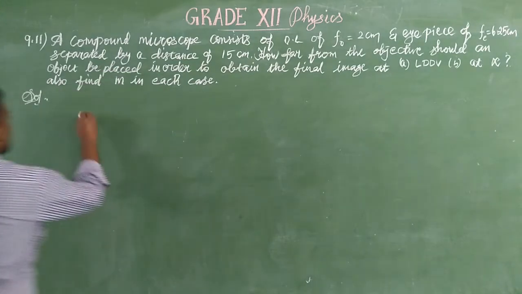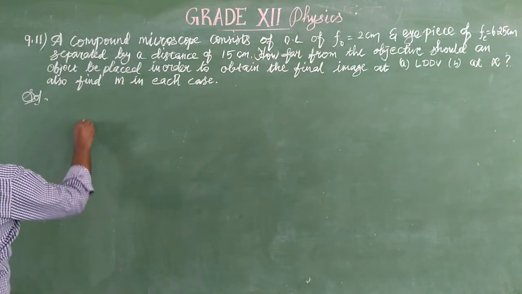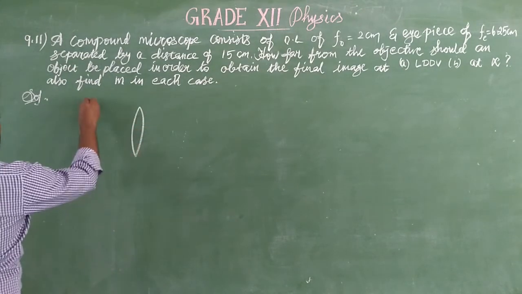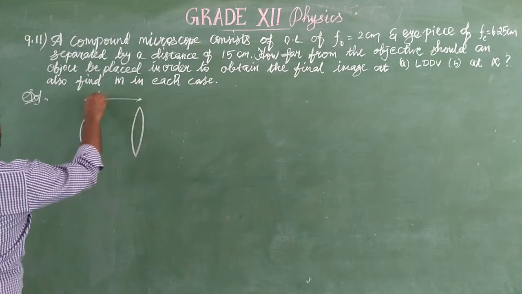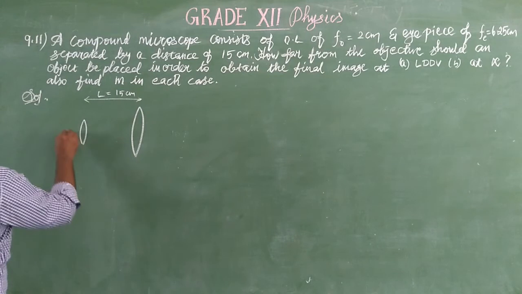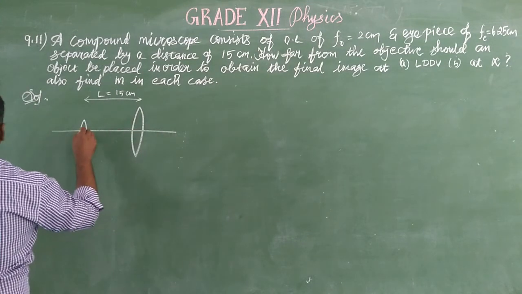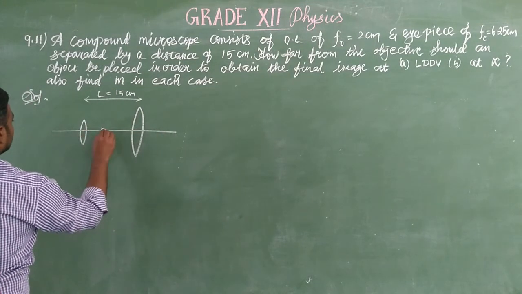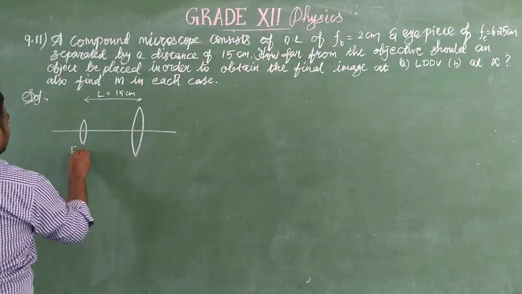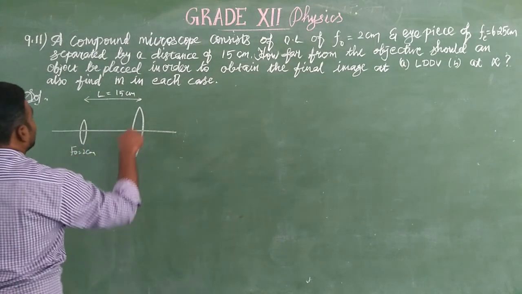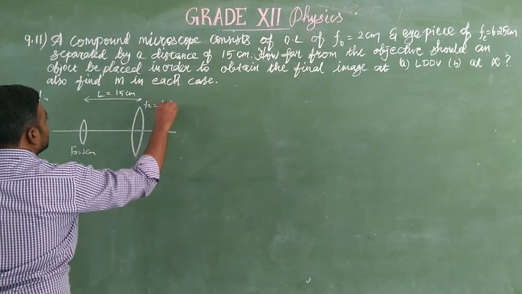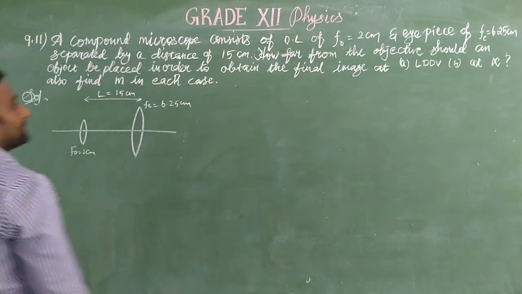This is the objective lens, and this is the eyepiece lens. The distance between the objective lens and the eyepiece lens is called the tube length, which is equal to 15 cm. They have given the focal length of the objective lens, which is 2 cm, and the eye lens is 6.25 cm.